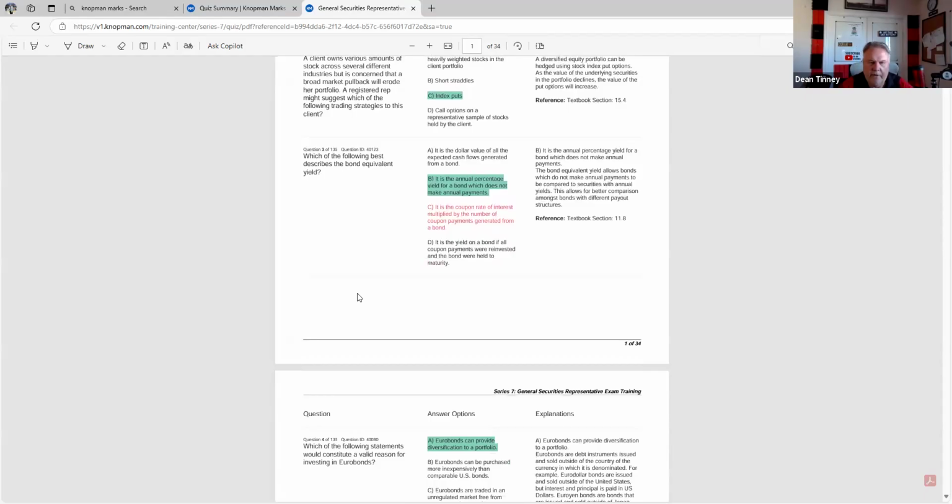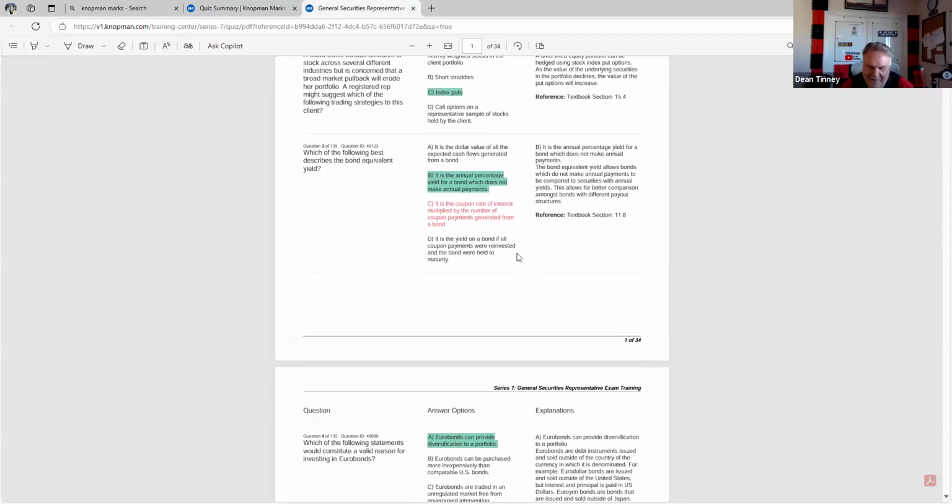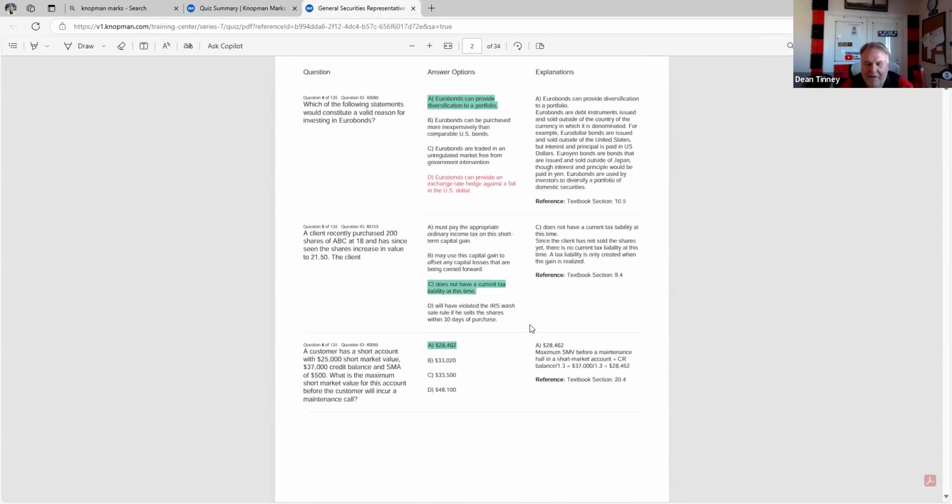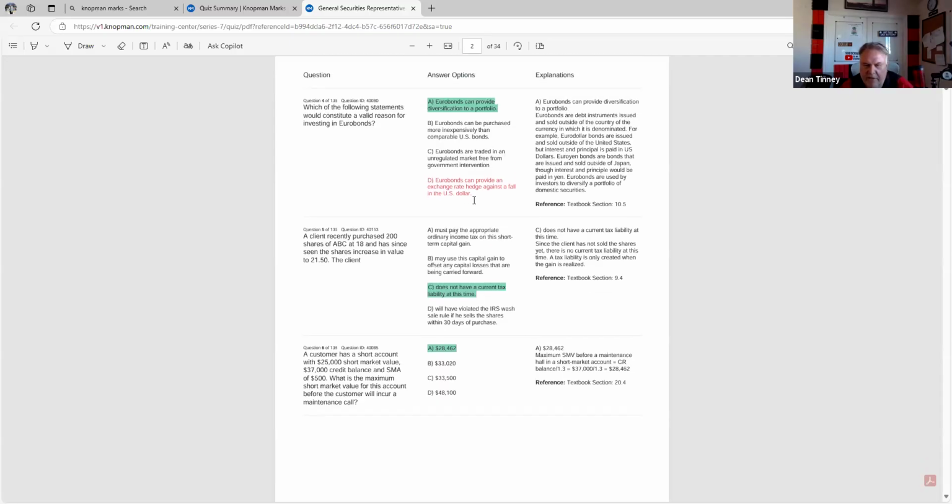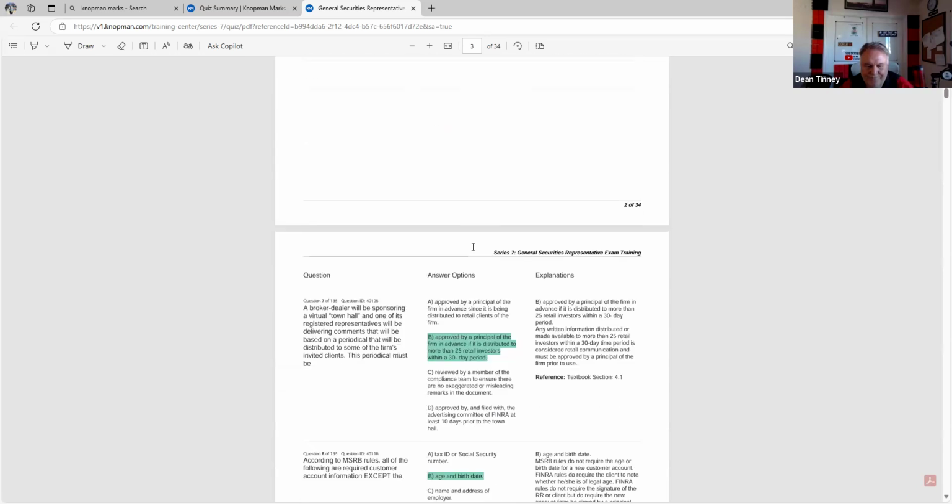Which of the following best describes a bond equivalent yield? Okay, well, who cares? I mean, that was what we. Euro bonds. I think we talked about that one. Oh, I missed that one. I went for D, and the answer was A. So you were right. It was diversification. I was thinking of it as a hedge.